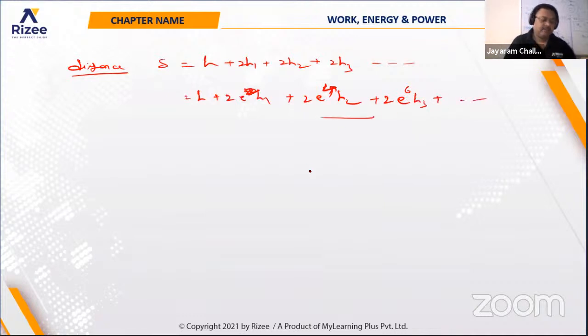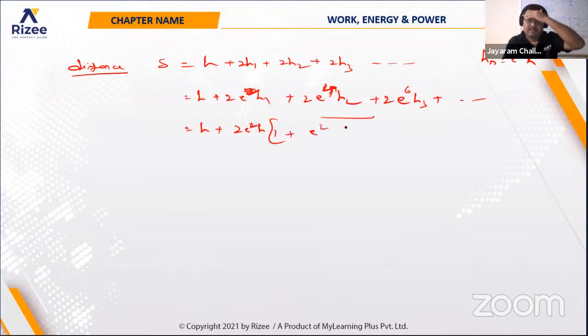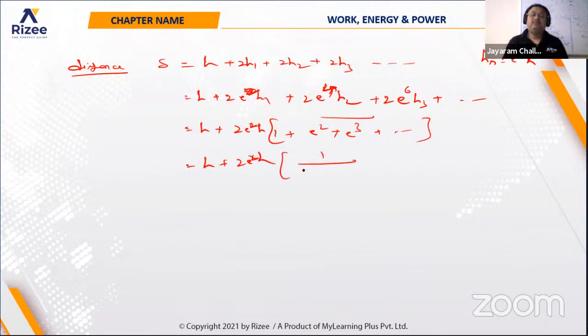And when you take an example of solving this, I am going to take 2 e square h. H1 is equal to, what is the relation, hn is equal to e to the power of 2n into the initial height. So h1 will be equal to 2 e square h. This will be 1 plus e square plus e to the cube plus so on. It's a geometrical progression sort of a thing. That will be h plus 2 e square h into 1 by 1 minus e square.